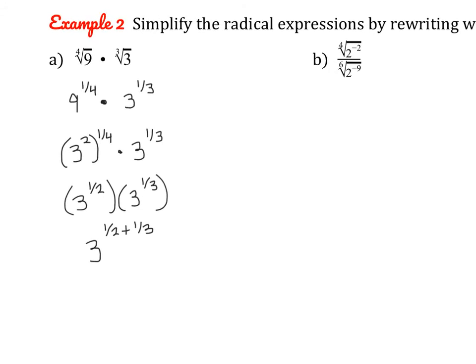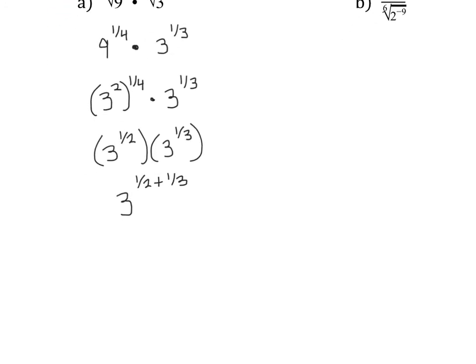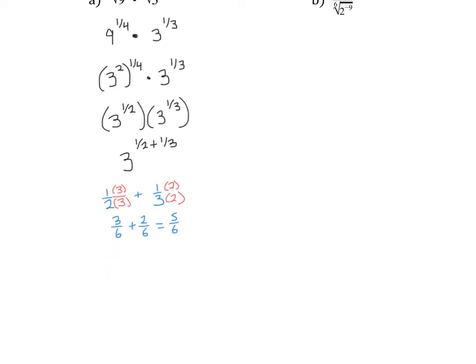In this, you might need to go to the side to add up those exponents. I'll do it below. Remember, we do need to create a common denominator. So for this first one, we'll want to multiply by 3 over 3. And then we'll want to multiply our second fraction by 2 over 2. So that gives us 3/6 plus 2/6, which is 5/6. So we get 3 to the power of 5/6.